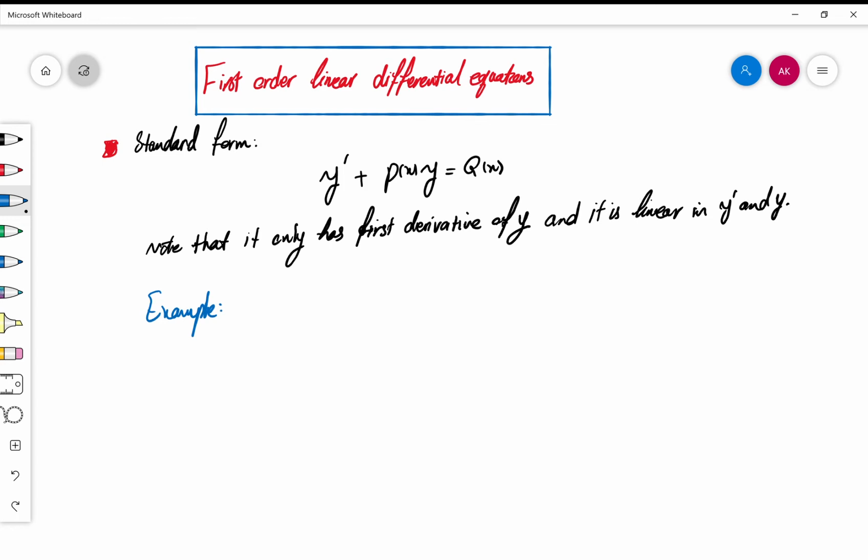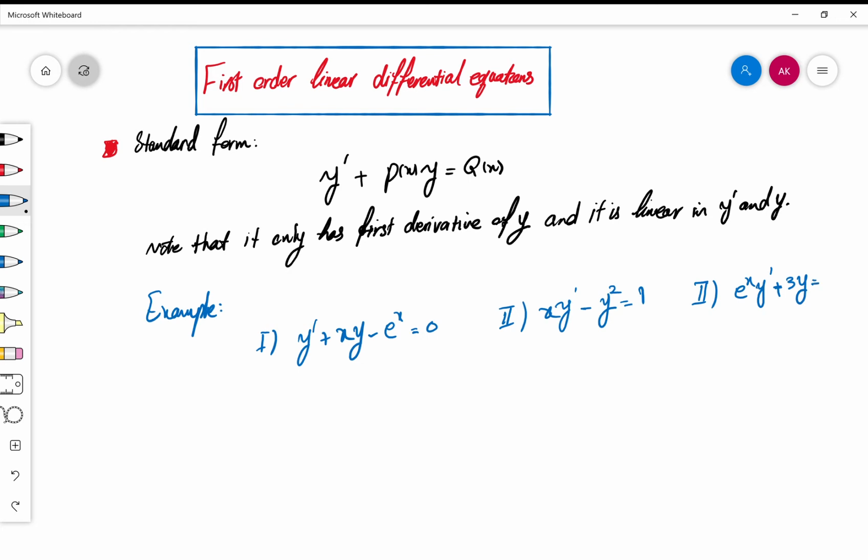So let me list these differential equations. The first one is y prime plus x y minus e to the power x. The second one is x times y prime minus y squared equals 1. And the third one is e to the power x y prime plus 3y equals x.